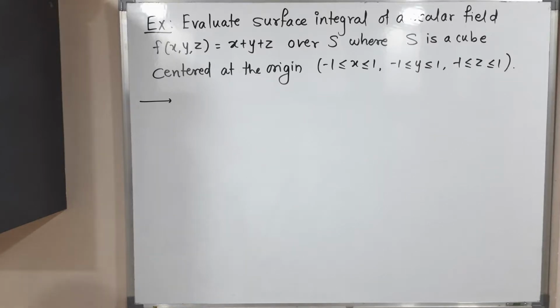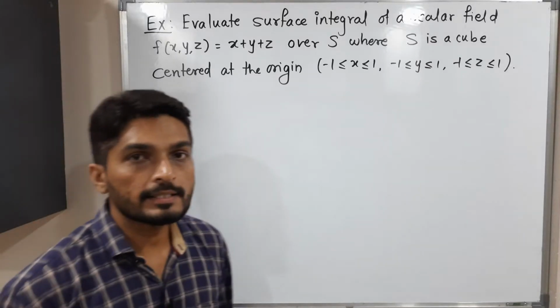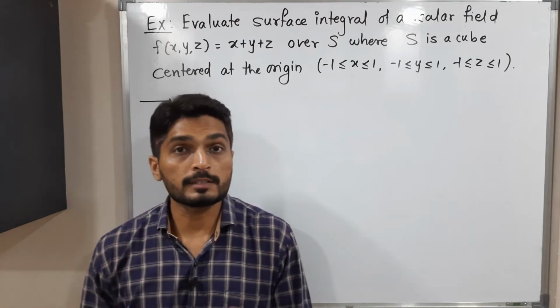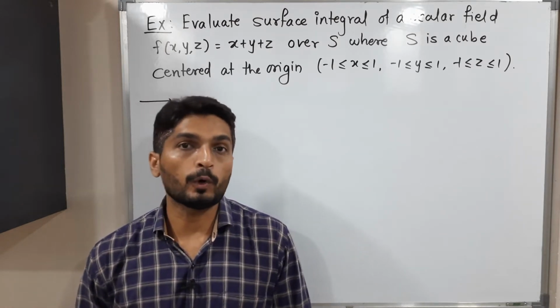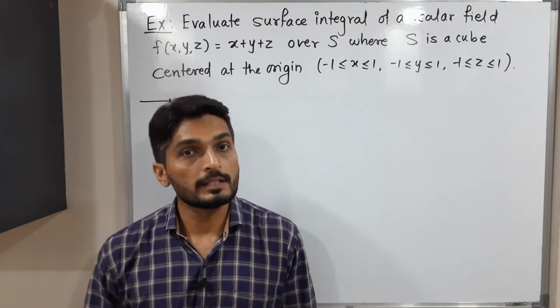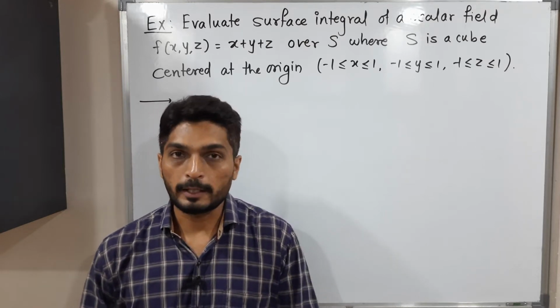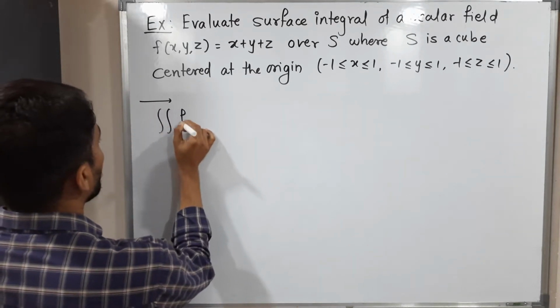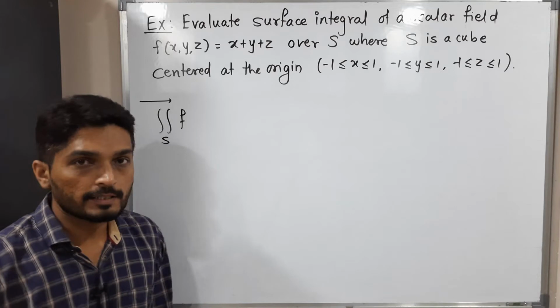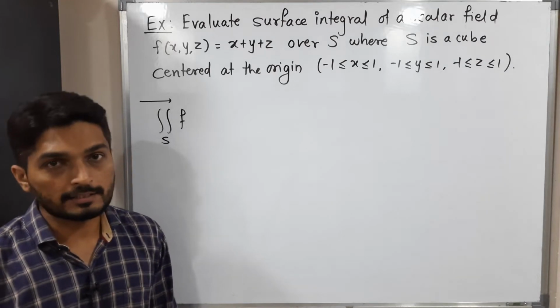Hi everyone, let us discuss this example. In this example, we are going to find the value of the surface integral of a scalar field. In our previous video, we have already seen the definition of the surface integral of a scalar field. Let me write it first. So we know that double integration of f over S, where f is a scalar field and S is a given surface.